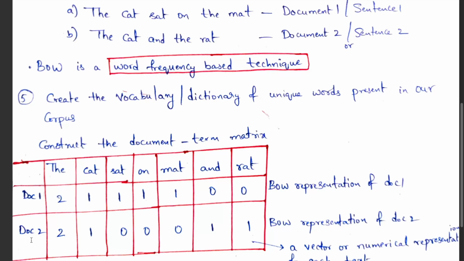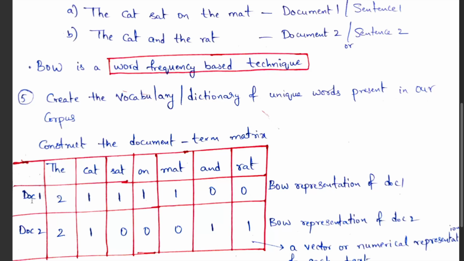Similarly, if we do the same thing for document 2 in this document term matrix, the has appeared 2 times in the second document as well, cat has appeared 1 time, sat has not appeared anywhere in the second document, so that's why I have put 0 here. On has not appeared in document 2. Similarly, mat also hasn't appeared in document 2, but and and rat have appeared 1 time each, so I have put 1 here. So this particular representation, whatever we have, 2 1 1 1 1 1 and 0 0, is nothing but the bag of words representation for this document.